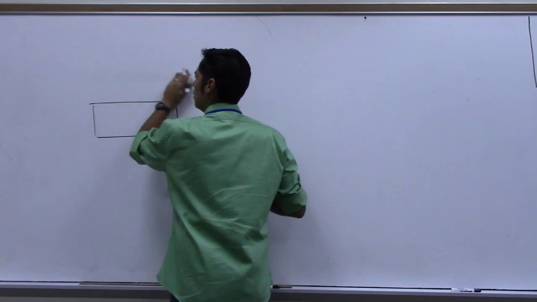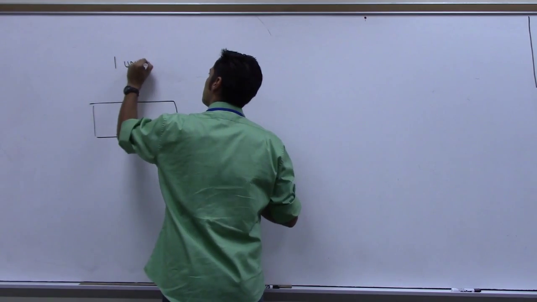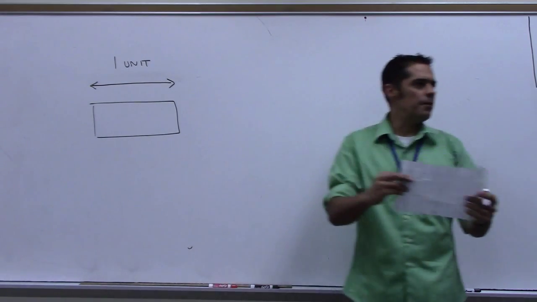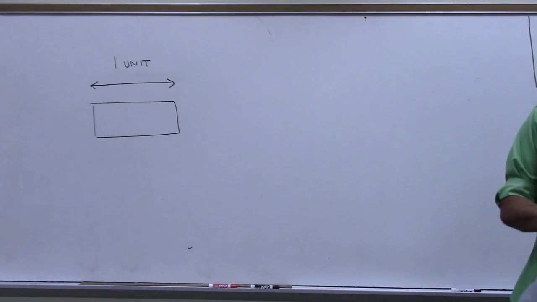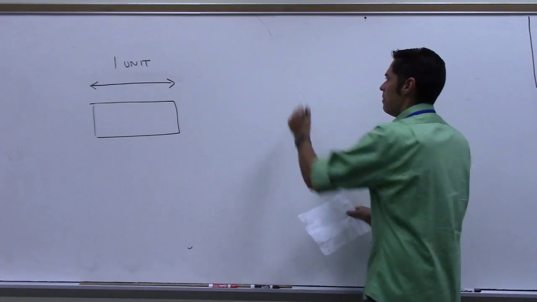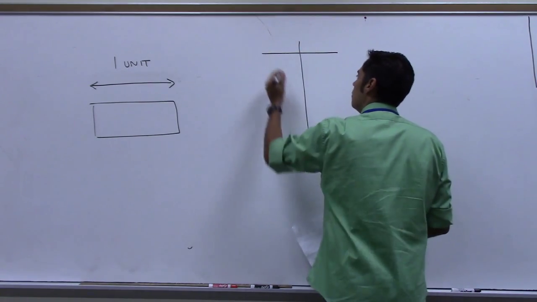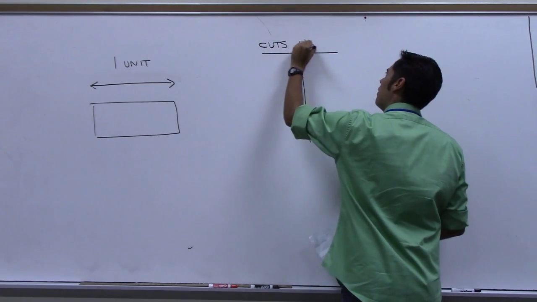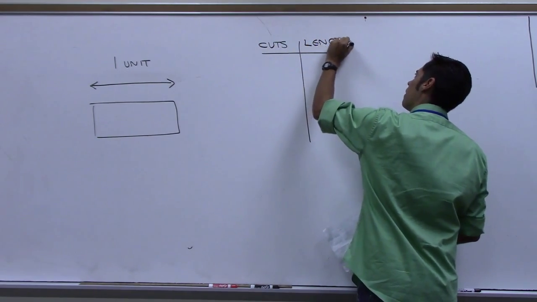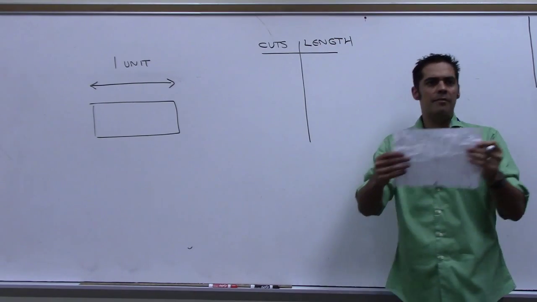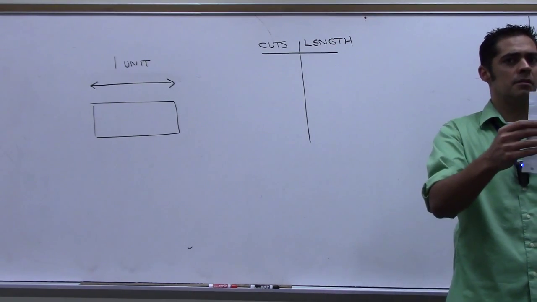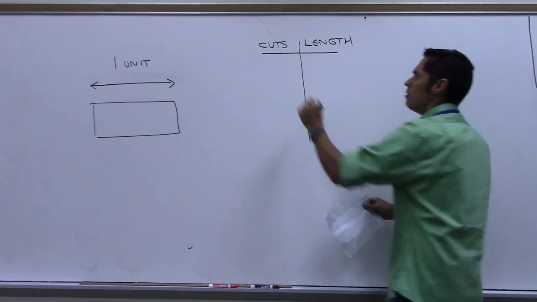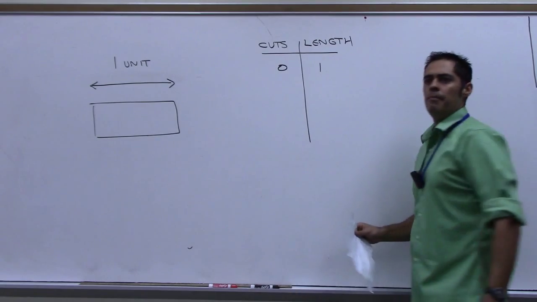Ooh, that looks terrible. 1 unit. Yeah, but I want it to be 1 unit. So imagine it's like 1 foot, 1 meter, whatever, all right? Okay, so I'm going to make a table, and I'm going to put cuts, and then here length. So right now, I have not made any cuts on this paper, right? How long is it? 1 unit. So no cuts, 1 unit.